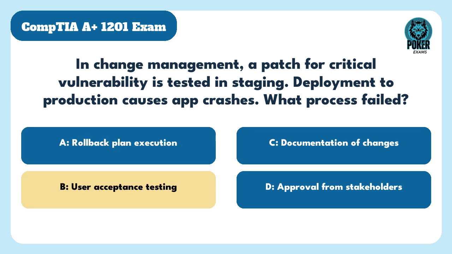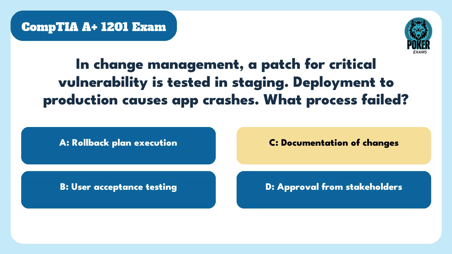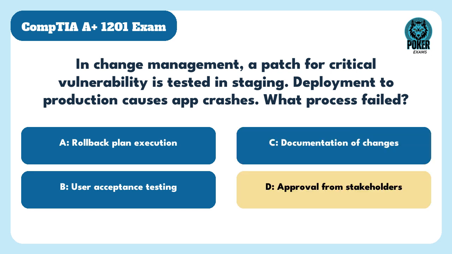Option B. User acceptance testing. Option C. Documentation of changes. Option D. Approval from stakeholders.